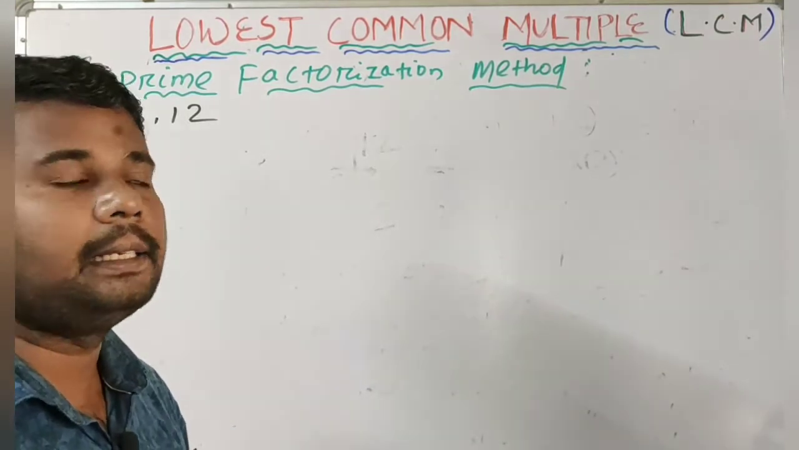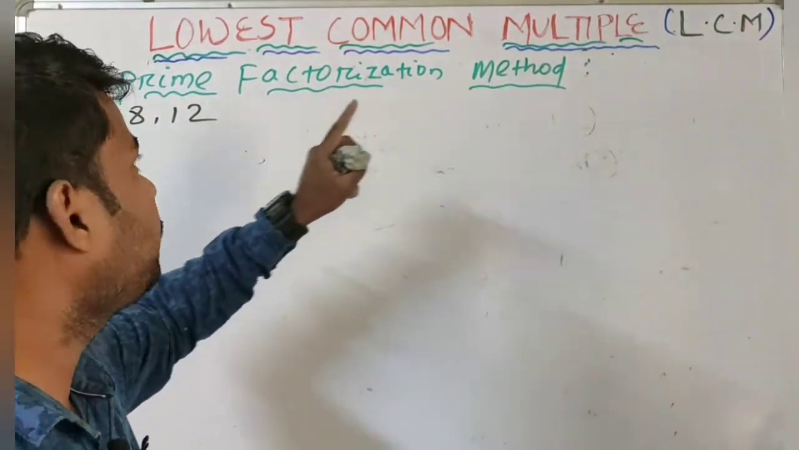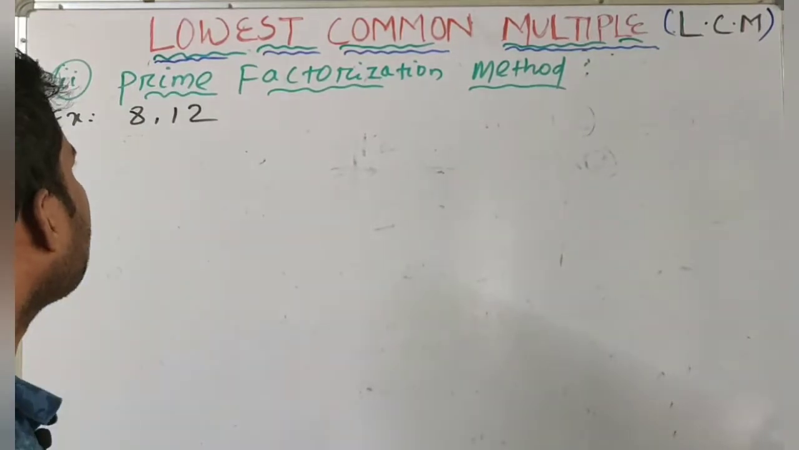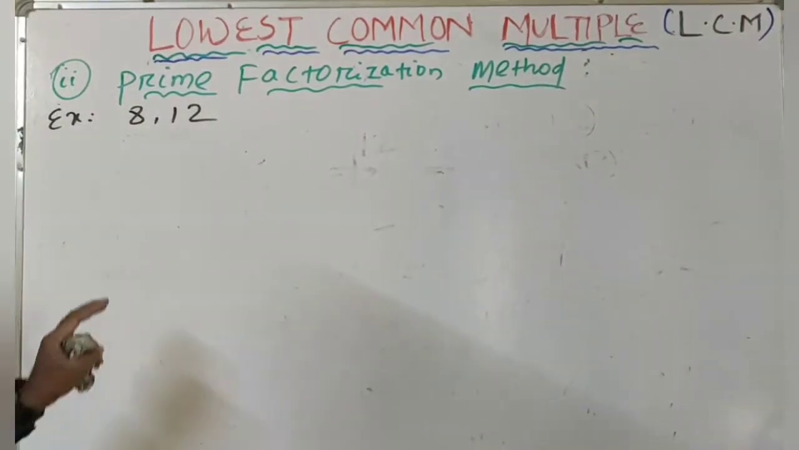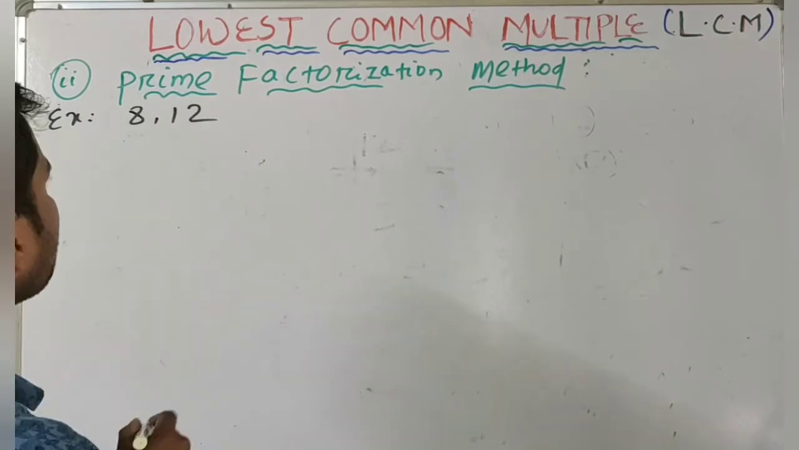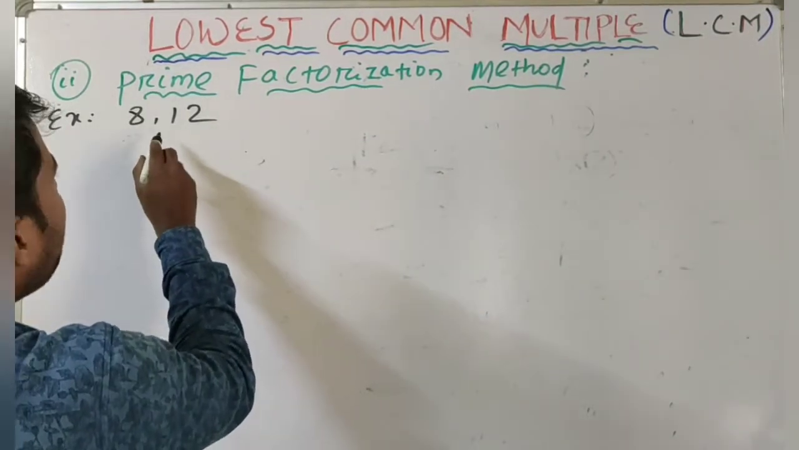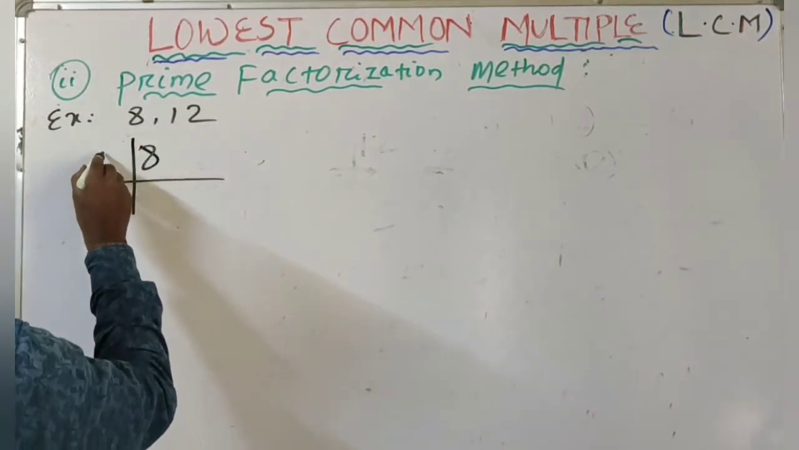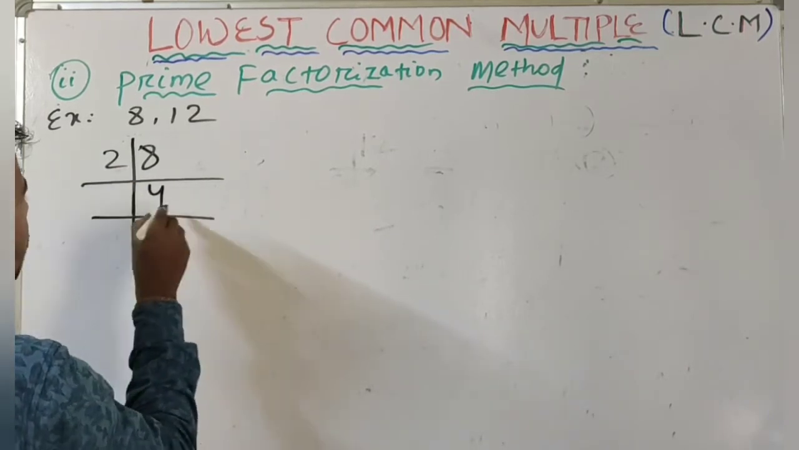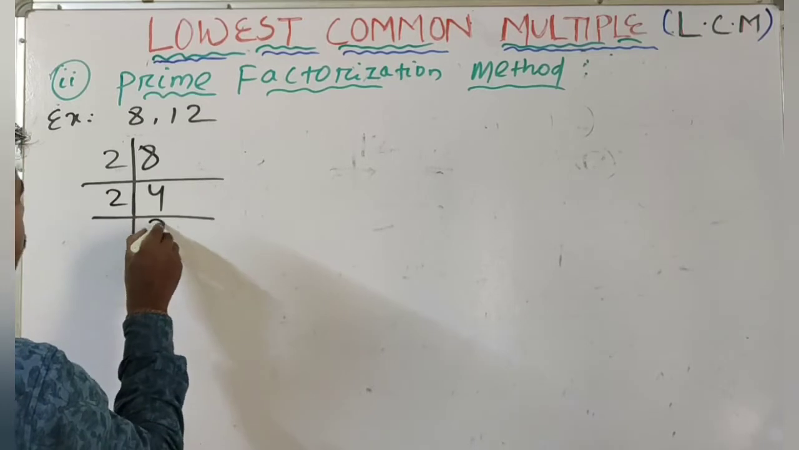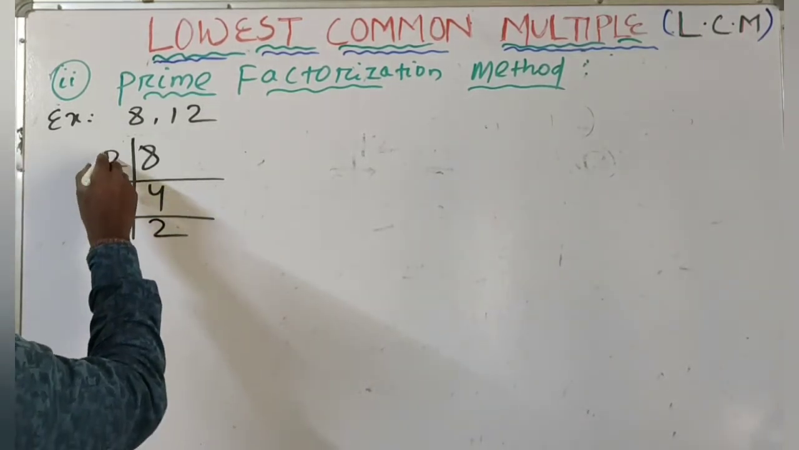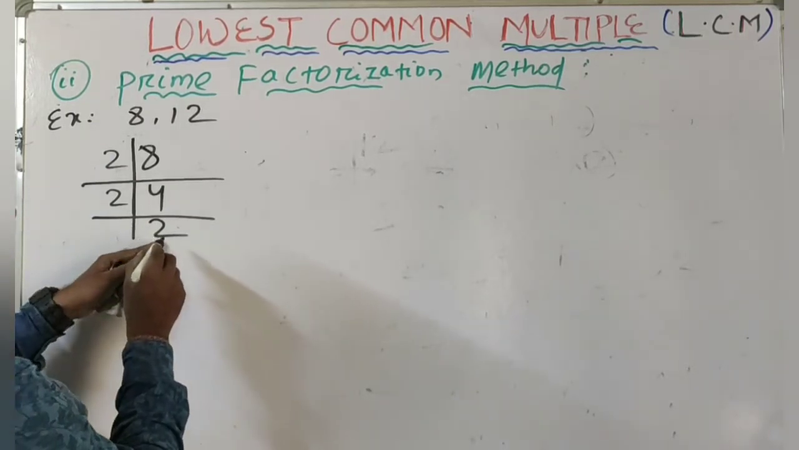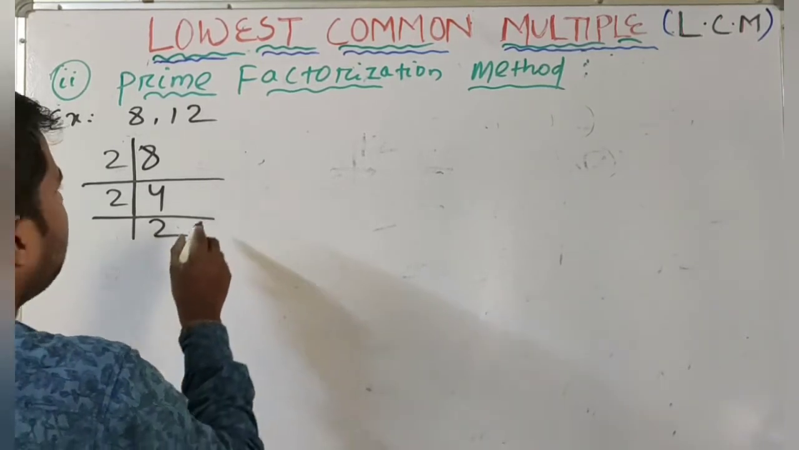Now we know how to find the lowest common multiple LCM of two given numbers by using the prime factorization method. For that I have taken two numbers 8 and 12. First we have to find the prime factors of 8 and 12. So 8, when we divide 8 by 2, we get 4. When we divide 4 by 2, we get 2. Here we have to take the divisor as a prime number, and we have to keep dividing until we reach a prime number at the end.